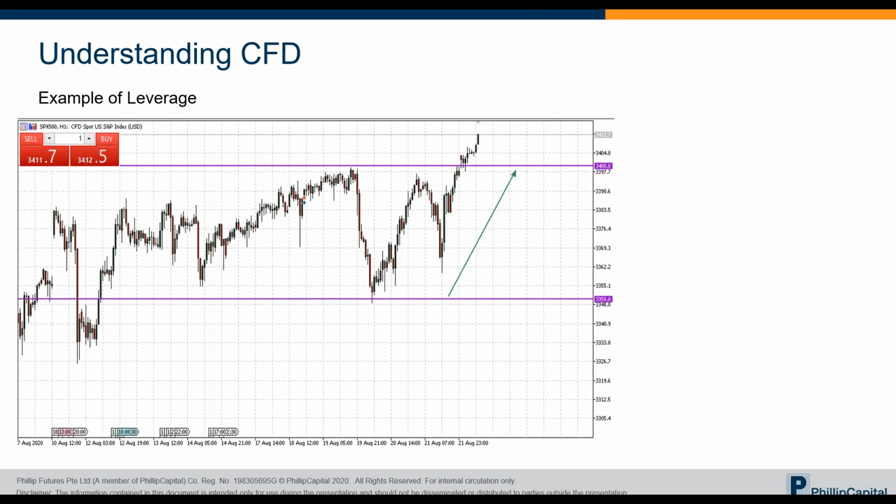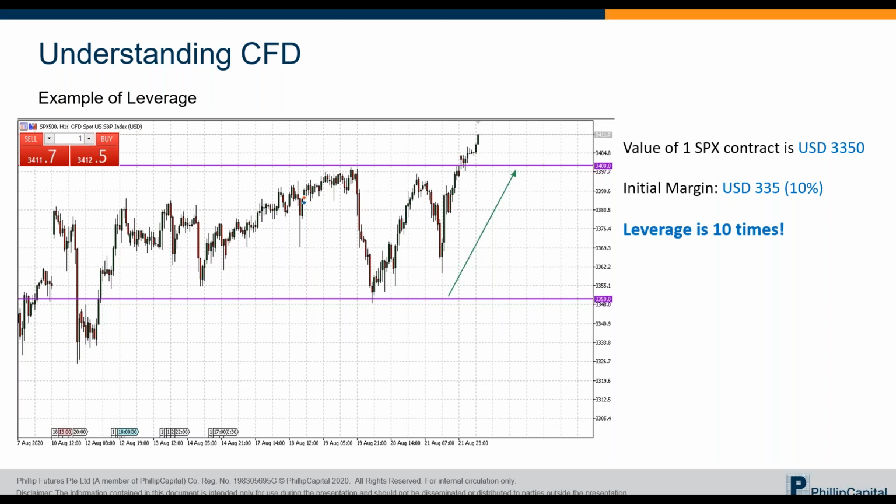Okay, so this chart here is showing us the hourly price movement of the S&P 500 index in August. So assuming you buy into the contract when the index is at 3350, and the margin required is 10%, meaning the amount that you need to deposit to buy or sell one lot is USD 335. So this also means that the leverage is 10 times.